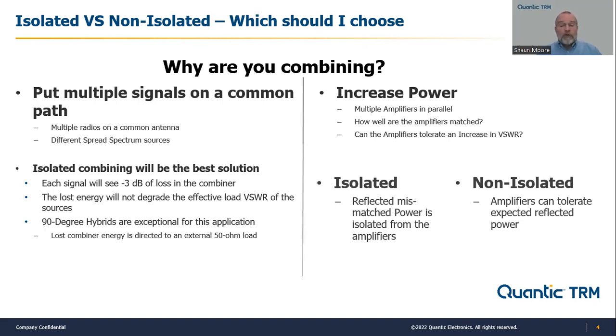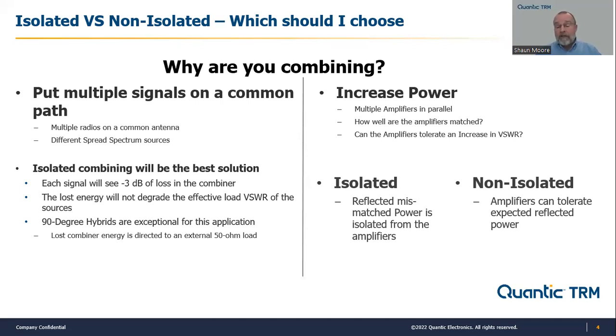The good news here is that the lost energy will not affect the VSWR of either of your sources, and that it can be a very good way of combining multiple sources onto a single line. 90-degree hybrids are specifically good at this sort of application, since you're coming from different sources anyway, so usually phase does not matter.